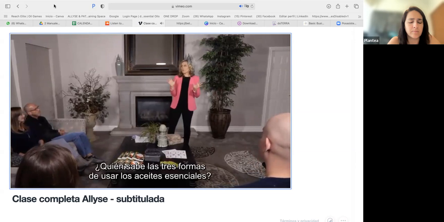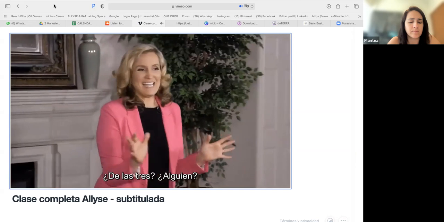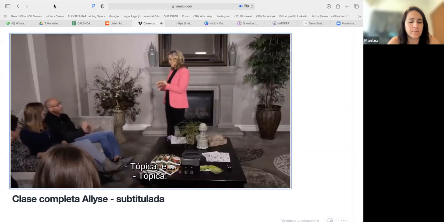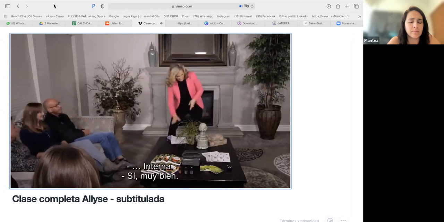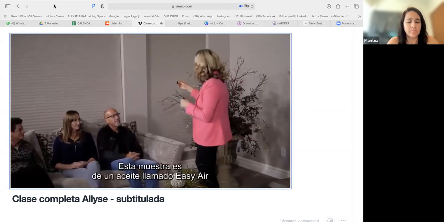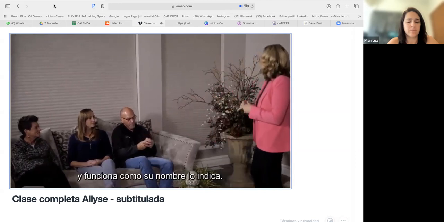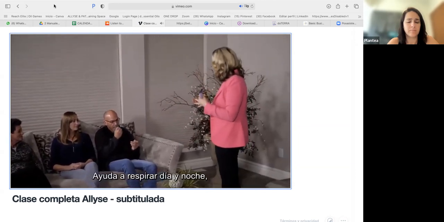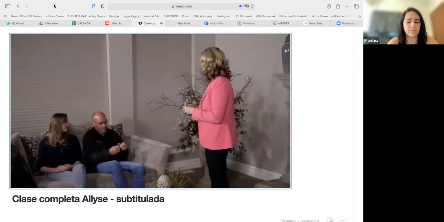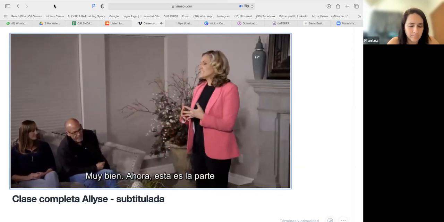So who here knows all 3 ways that we use essential oils? Can you think of all 3? Anybody? Okay, go ahead. Aromatically. Topically. And internally. Internally, good job. And you're going to get something else. Here we go. This is an oil. This is a sample called Breathe. Breathe does exactly what its name says. It helps you breathe day and night. It opens up your airways, and it's really great for your lungs and your sinuses.